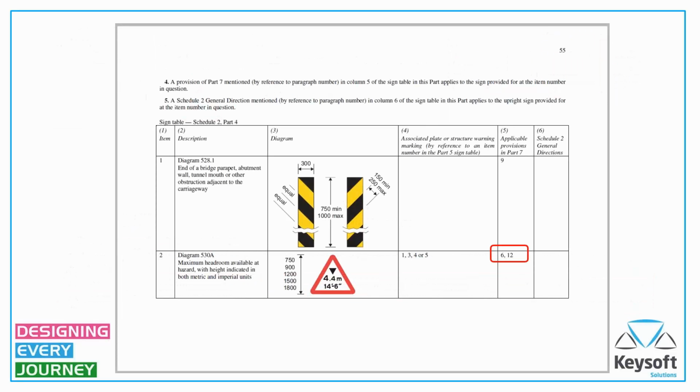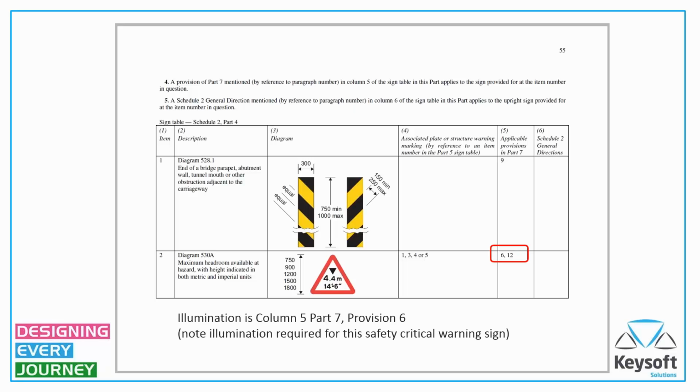Okay, so just to mention here, we've got some provisions 6 and 12 with the maximum headroom sign. This is a safety critical sign. So the thing I wanted to highlight here was, of course, as you get to know the document, then you start to know the numbers. Lighting requirements were covered in the back of the 2002 statutory instrument, and you'd know that if you were looking at a provision and it referenced item X, whatever that would be, then you could say, the lighting requirements are necessary. So here we've got the applicable provisions in Part 7 for this Schedule 2 sign, 6 and 12.